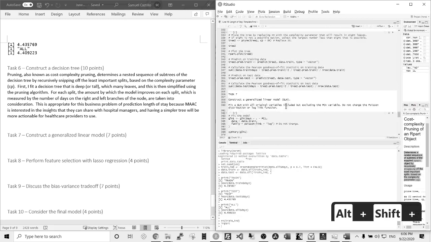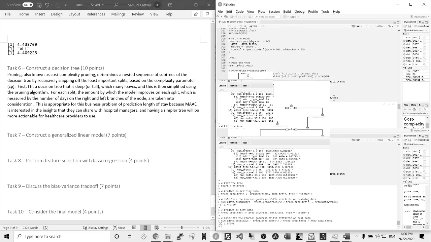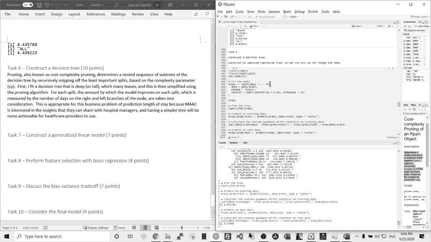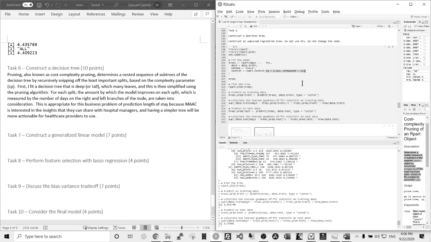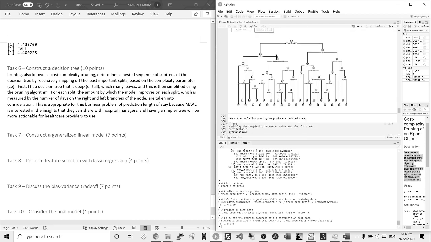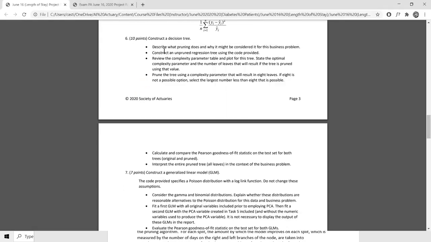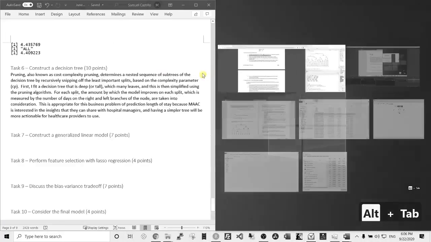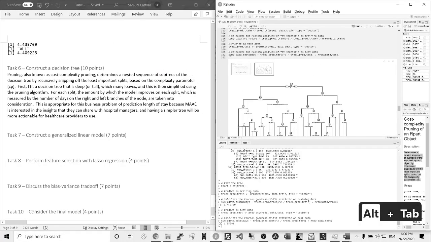So here is our tree. As you can see, when I just use the default code, it's also removing PC1, and it's just setting these parameter values for CP. And then it fits this very, very deep tree. There are lots of nodes, and it's impossible to interpret. So what do they want you to do? Construct an unpruned regression tree using the code provided. Okay, I've done that. So I'll just quickly copy the result into my Word document.